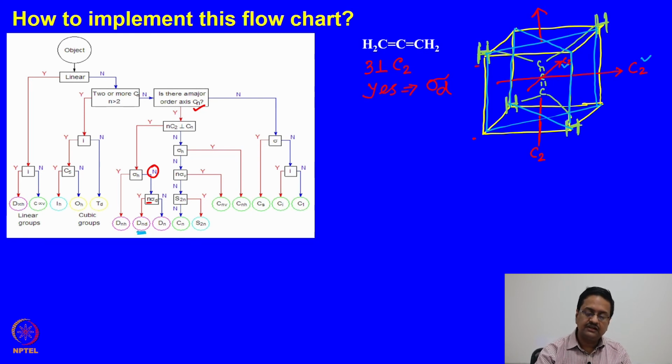Therefore, the point group turns out to be D2d. Remember, when we have n number of perpendicular C2s, it becomes D, and depending on whether we have sigma h or not, whether we have sigma d or not, it can be DNh, DNd or simply DN.